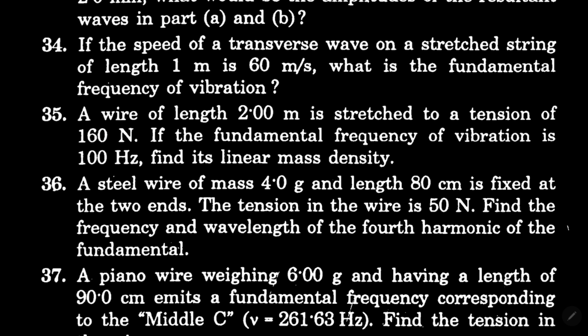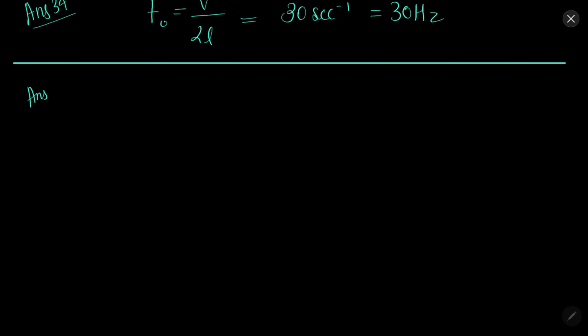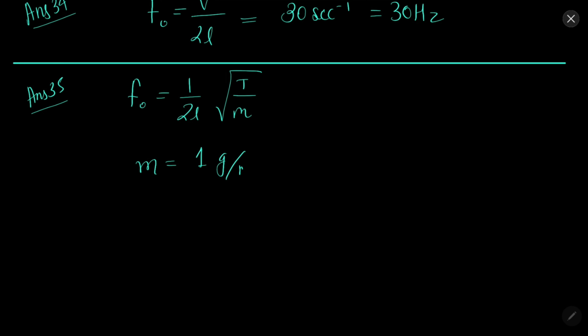In question 35, we have a wire of length 2 meter. We need to find its linear mass density. This is solution 35. F naught equal to 1 over 2l root 2 t by m. So when we put all the values, m will be 1 gram per meter.